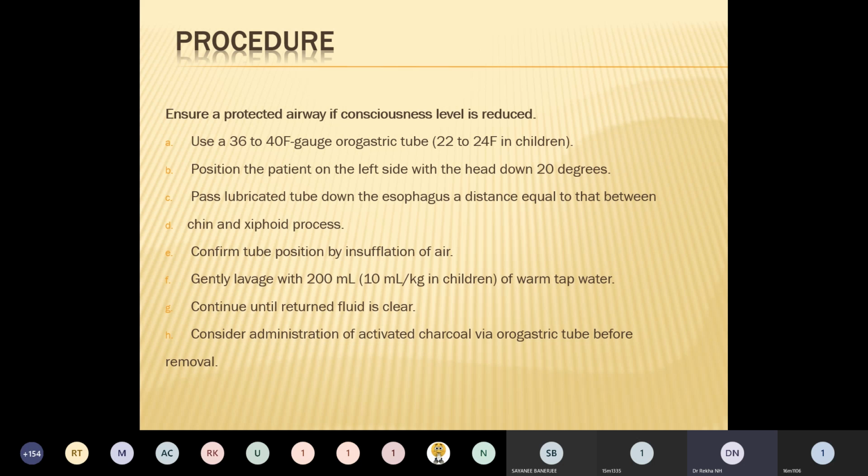We introduce 200 ml of normal saline or distilled water for the lavage, or even warm tap water. After introducing the 200 ml, we have to aspirate again, removing the stomach contents along with the fluid we introduced. We continue the procedure till the return fluid is clear. After that we can consider administration of activated charcoal via an orogastric tube.